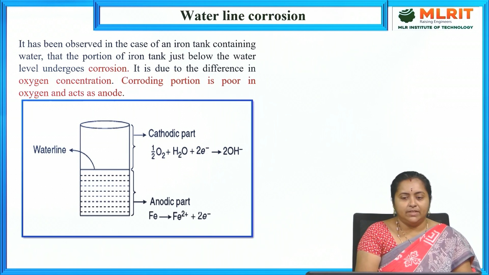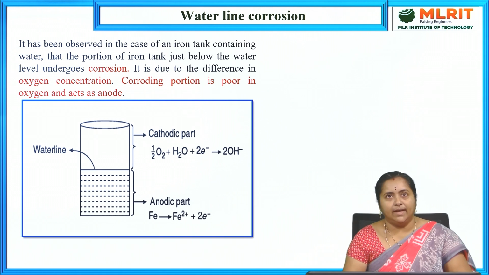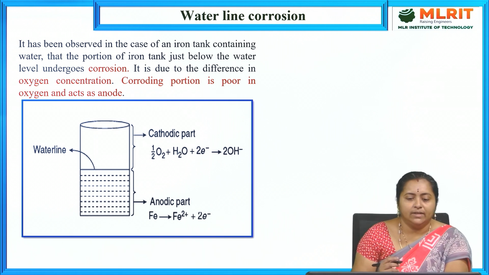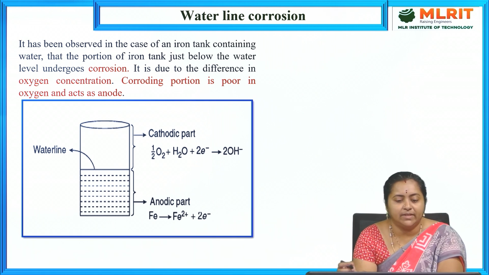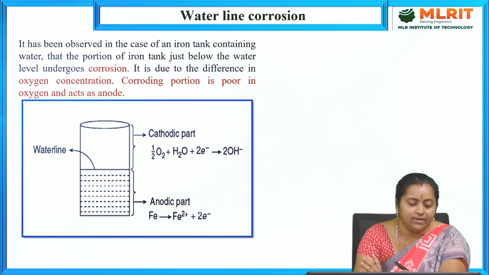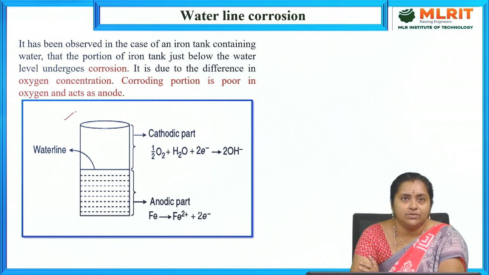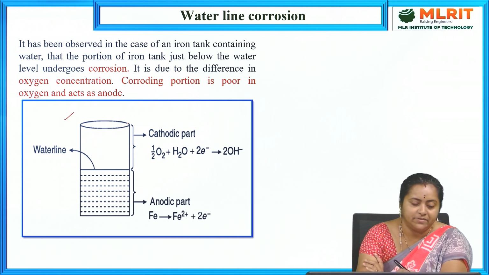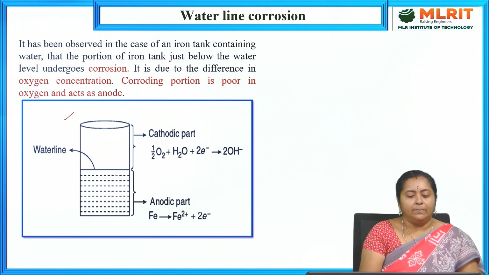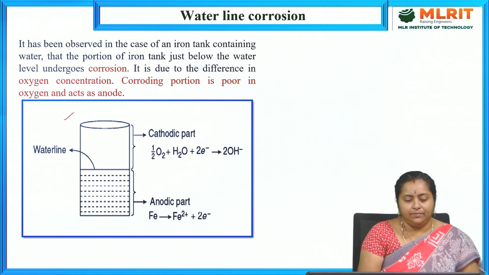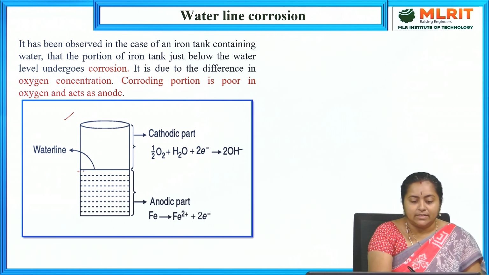So let us go with the second type, that is waterline corrosion. Let us see what kind of mechanism is adopted for explaining this type of concept. It has been observed in the case of an iron tank that is containing water. Say for example, I have considered the example of water stored in a container. This container is made up of steel or an alloy of iron, and into which we have filled the water. It is not completely filled, it is half filled, and this is nothing but the water line.